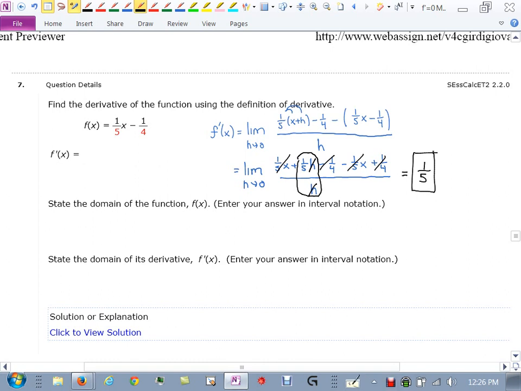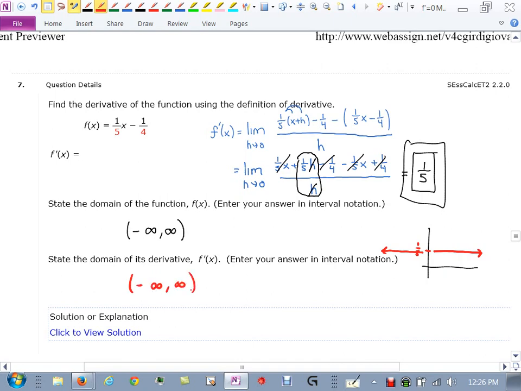All right, so state the domain of the function f of x. Well, this function is linear, right? It's just a line, and so I can plug any number I want in here. So the domain would be everything from negative infinity to infinity. And then state the domain of its derivative. Well, the derivative is a constant, which means if we graphed it, it would just be a flat line at 1/5, going in both directions forever. So obviously the domain of that is everything, because it's defined everywhere. So negative infinity to infinity.